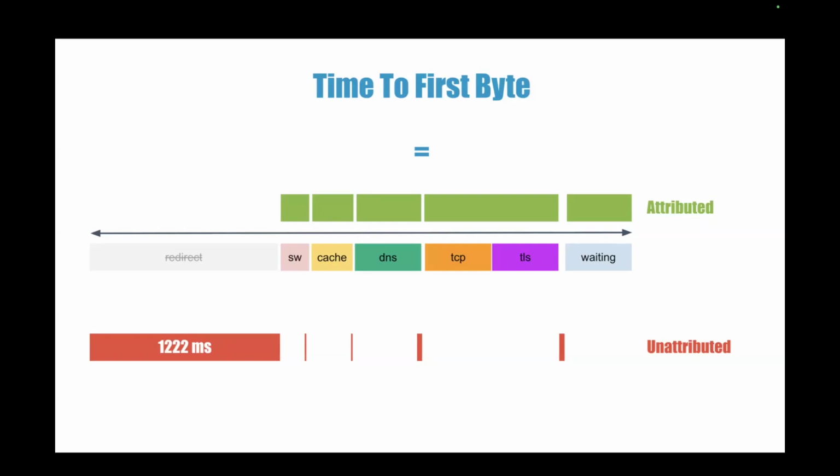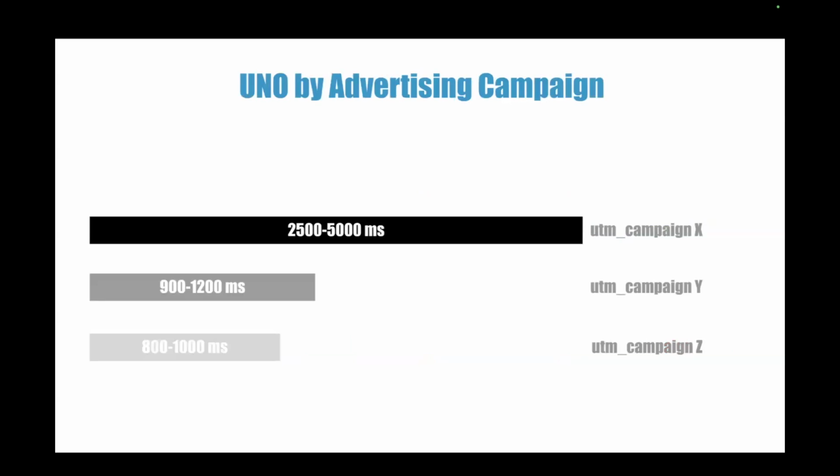RUM would say, no, everything is fine. Do we have a TCP issue? No, all the numbers looked fine, but the total number was a lot bigger. The next thing we did is we looked at the UTM campaign parameter.